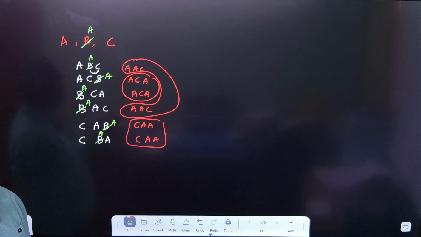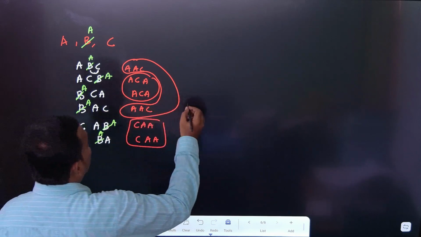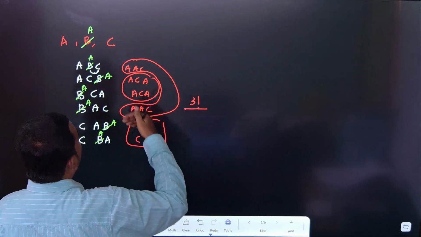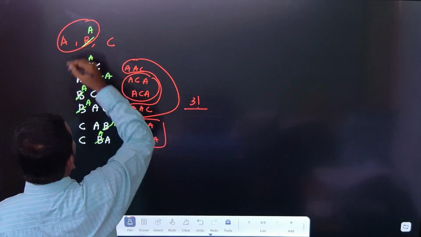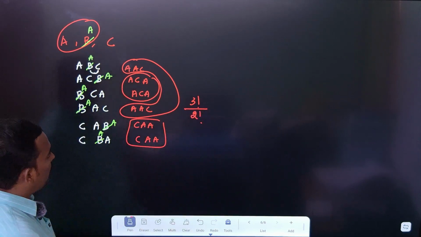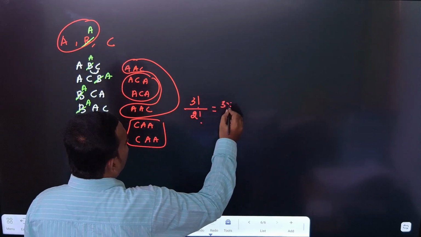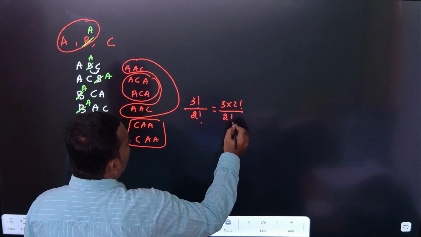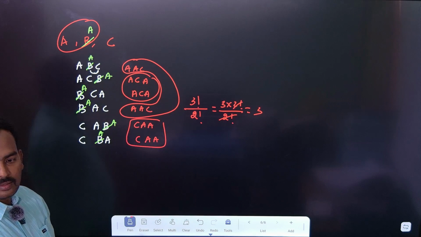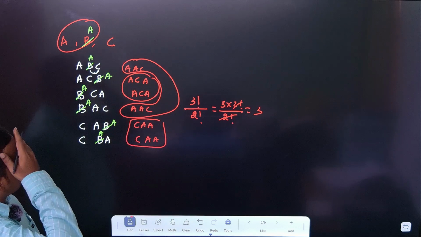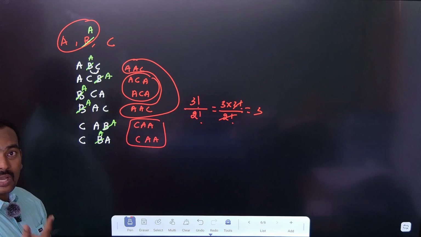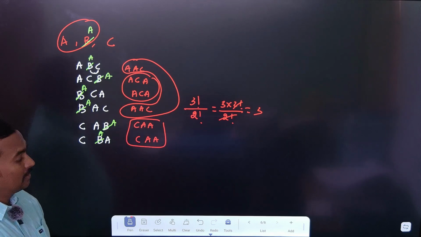Among that, 2 letters are repeating. The total is 3 factorial. 3 letters means 3 factorial divided by how many letters are repeating? 2 A's are repeating. Therefore, you have to divide by 2 factorial. Then you will get 3 into 2 factorial divided by 2 factorial. Cancel, you will get 3. Understand? Okay. That's why we divide by the factorial of however many letters are repeating. You can see here.